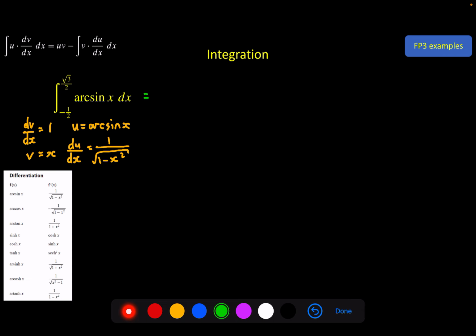So applying the integration by parts formula, we have u times v, x times arc sine of x, minus the integral of v times du by dx, x times 1 over the square root of 1 minus x squared. But because we are trying to evaluate this, we're putting numbers in, this is a definite integral, we need to evaluate this at those limits and integrate with those same limits on this integral here.